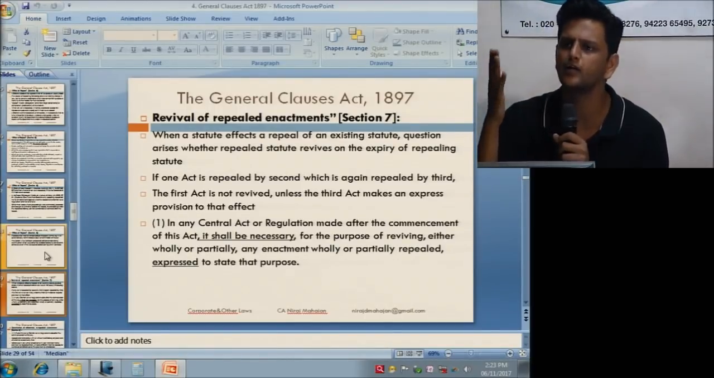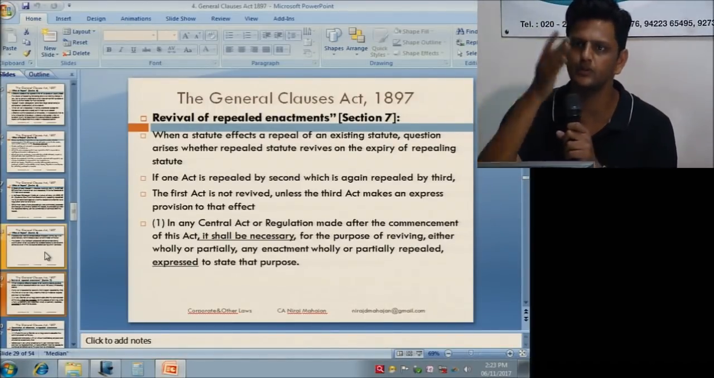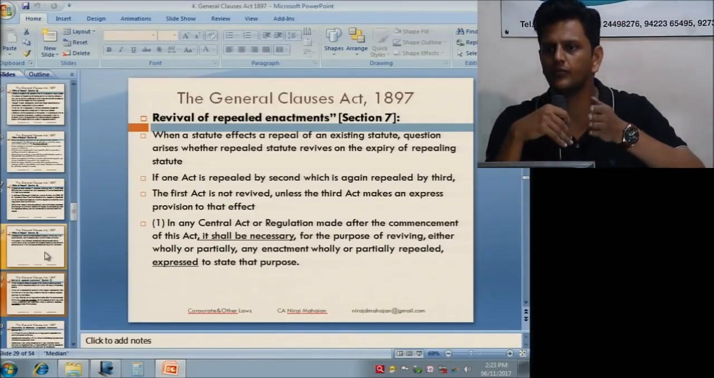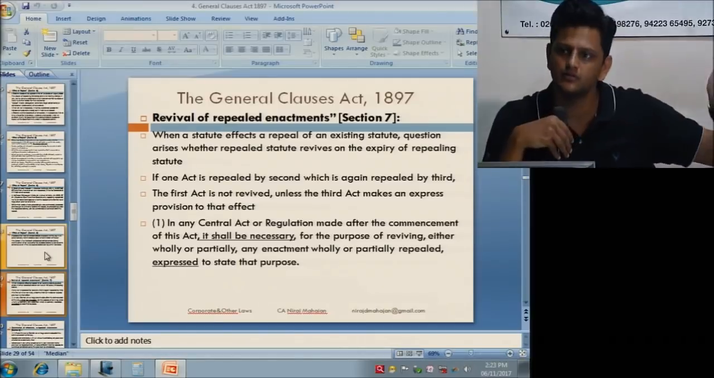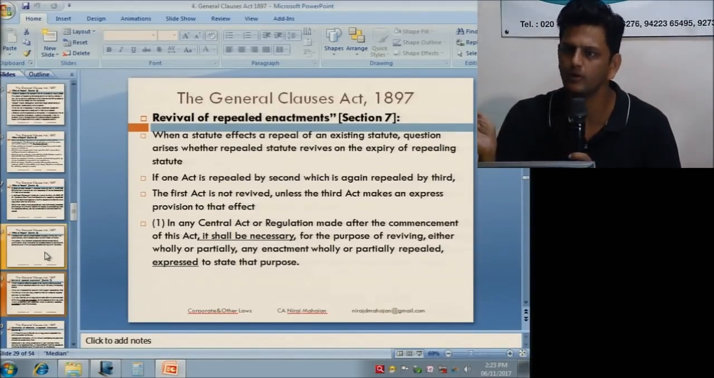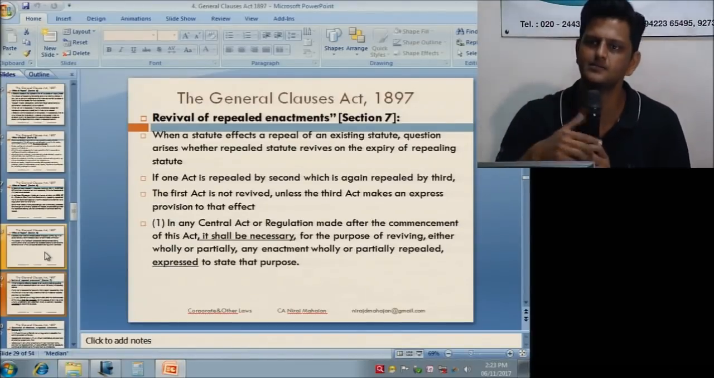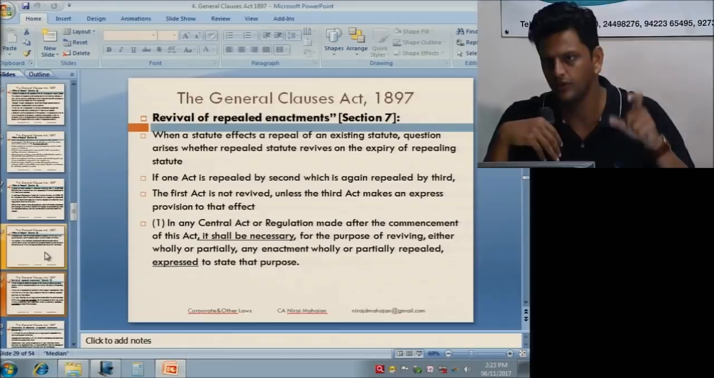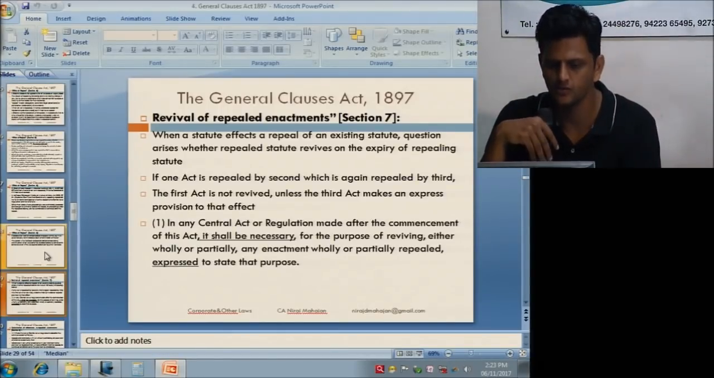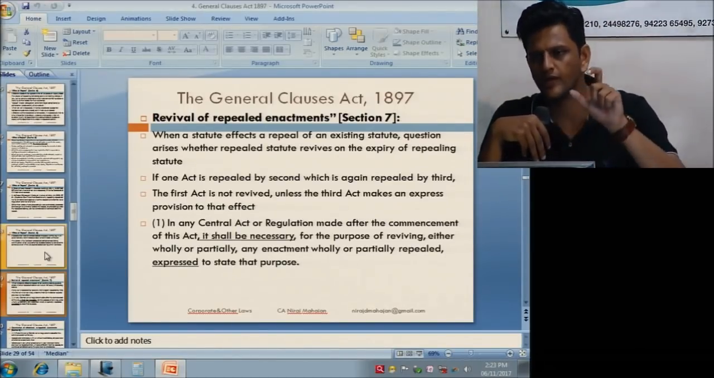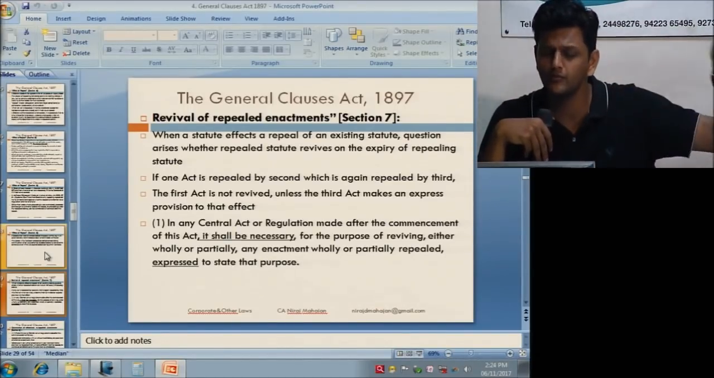So originally we had act number 1, let us say. It is repealed by the repealing act number 2. The question is, even if act number 2 is now repealed by repealing act number 3, what happens to act number 1? This we had discussed. Act number 1 will not be revived automatically, unless there is some provision given at the time of repealing act number 2. So the first act is not revived unless the third act makes an express provision to that effect.